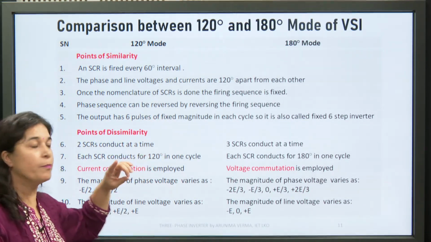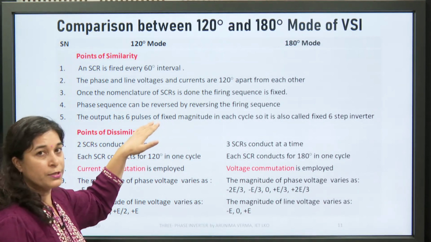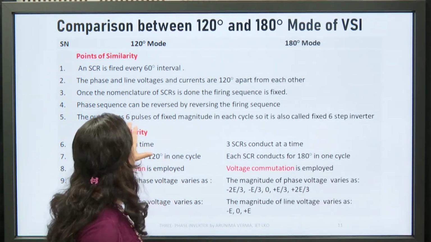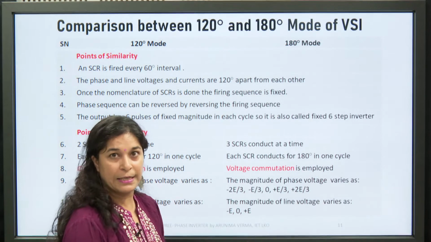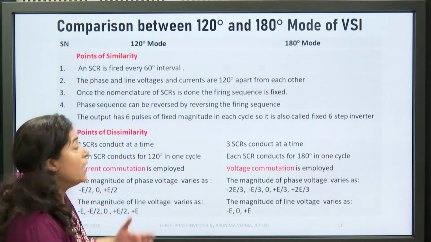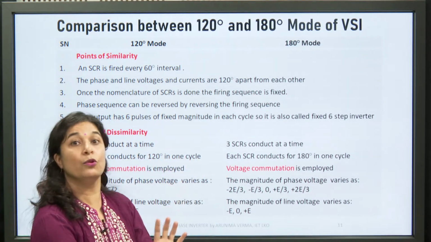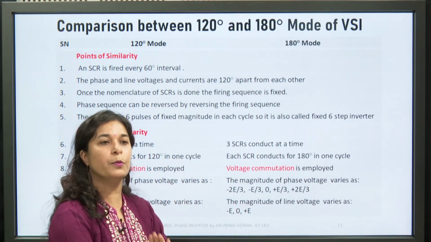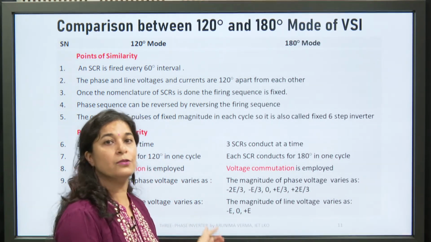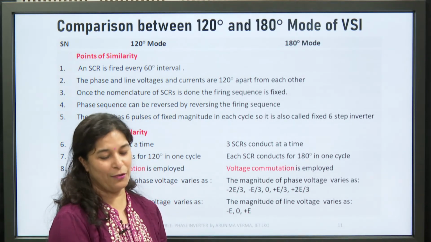Now, this is another important point which we have to keep in mind, particularly at the output side: in each full cycle we get 6 pulses. So it is called a fixed step inverter, be it 180-degree or 120-degree mode. Basically, they are 6-step inverters and the magnitude is fixed. You cannot change the magnitude of the output voltage even if you want, in the case of a voltage source inverter using 120-degree or 180-degree mode of operation.